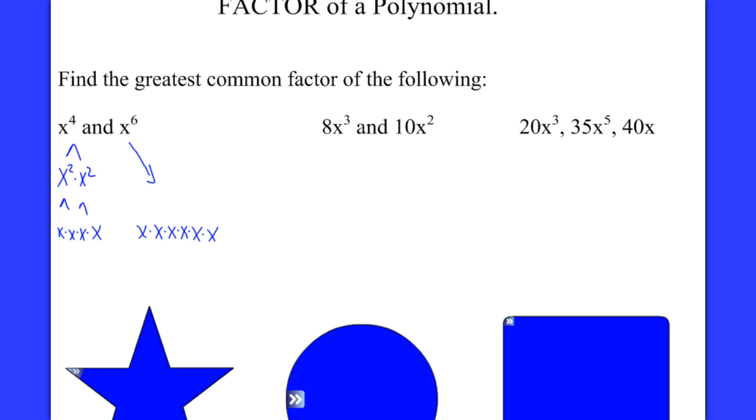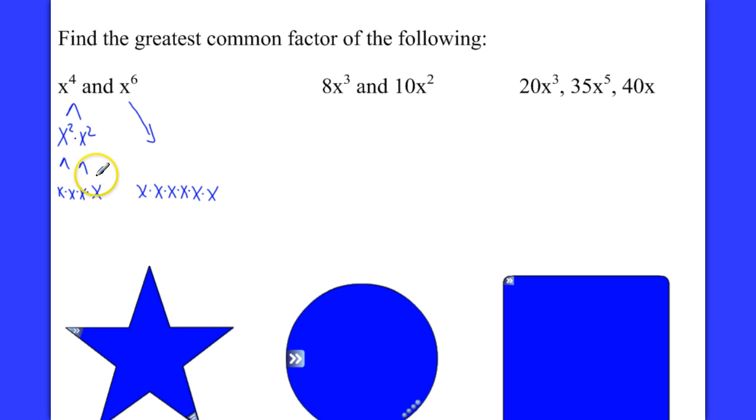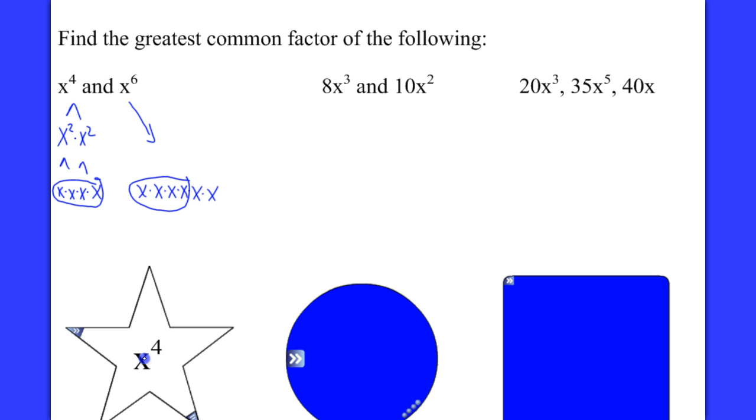Let me scroll up a little bit so you can get it all on the screen. This has 4 x's in common with this. So 4 of them are in common, but there are 2 extra ones that aren't included in that one, so x to the fourth is the smaller number. So what we can say is that the greatest common factor of x to the fourth and x to the sixth is x to the fourth.